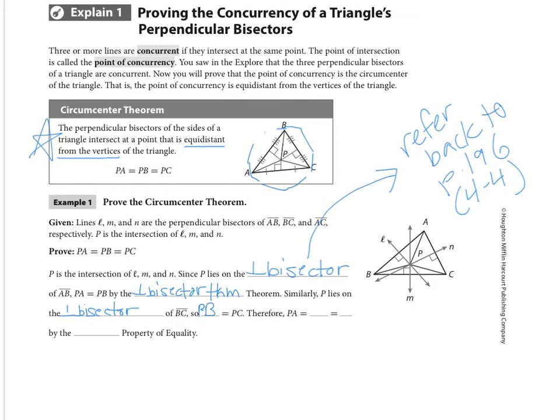Well, if PB is the same as PA, then PA, PB, and PC are all equal by our transitive property of equality. Remember, that one means if thing 1 is equal to thing 2 and thing 2 is equal to thing 3, like we have going on here, then all 3 of those things can be set equal to each other. So that's the proof of the circumcenter theorem. And next on page 361, we're going to actually start using it.